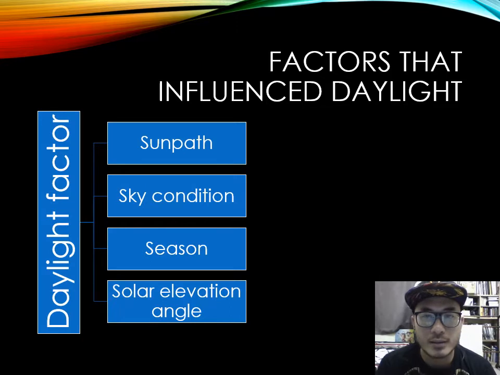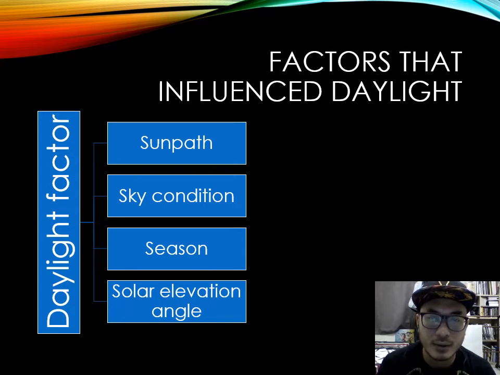So there are some factors that influence daylight. There are four types of factors. Number one, sun path. Number two, sky condition. Number three, season. And number four, solar elevation angle.